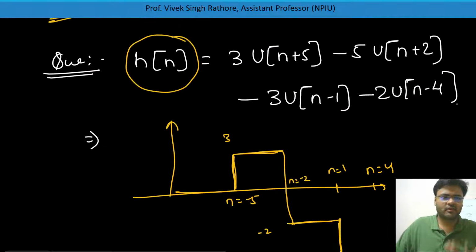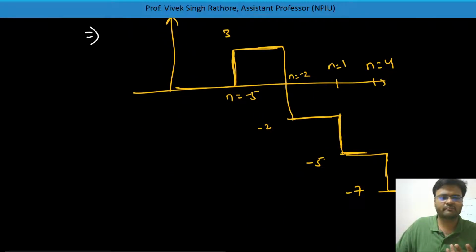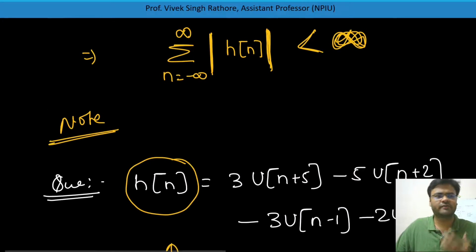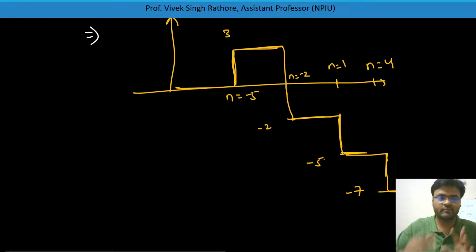So this is the actual signal we have got here, and you can see that this signal is definitely not absolutely summable. It just keeps going on. This is not summable. So definitely you can tell that this h of n is not a stable system. Okay, actually I have made one mistake in this.